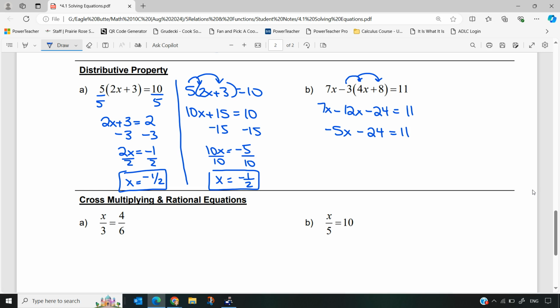Now I'm just following order of operations. So to peel away my layers, I'm going to add 24 to both sides and then divide by negative 5. So adding 24 gives me 35 on both sides, so I have negative 5x equals 35. Dividing by negative 5 is going to give me x equals negative 7.